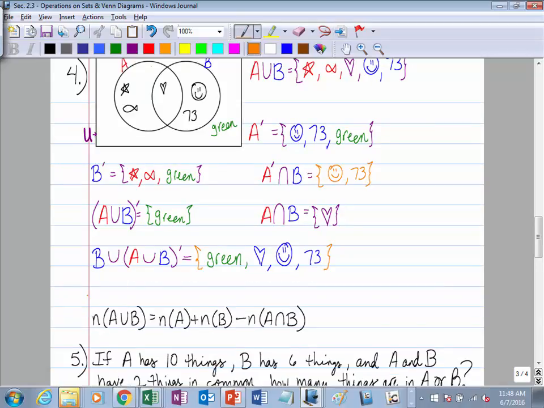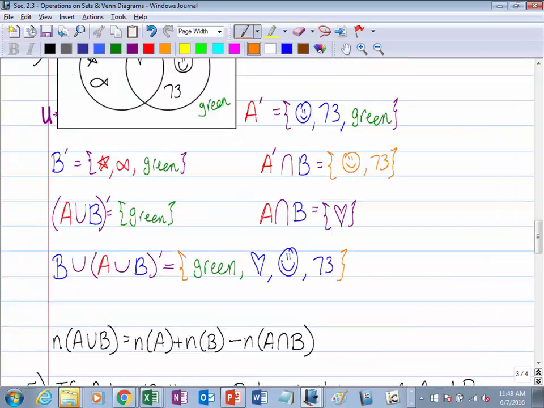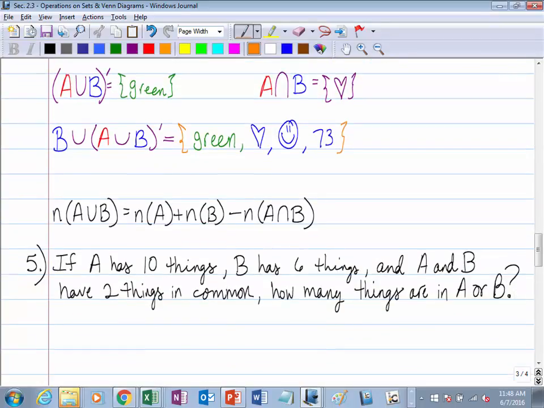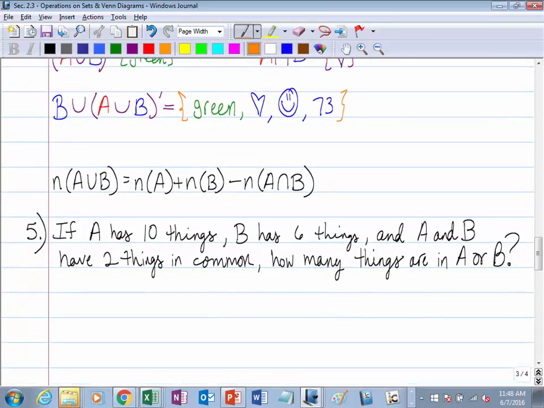Okay, so here's a formula which states that the number of things in the union is equal to the number of things in A plus the number of things in B minus the number of things in the intersection, because if you add all the stuff from A plus all the stuff from B, then anything that's in the intersection is getting counted twice. So that's why we have to subtract that off to get the number of things that are in the union.